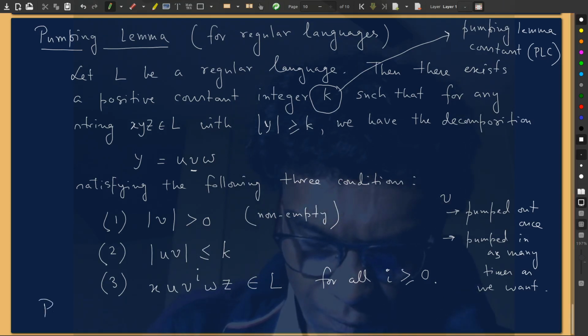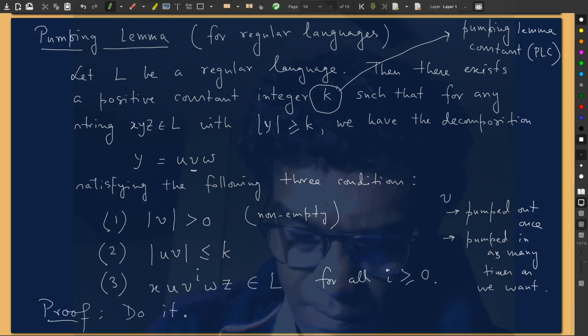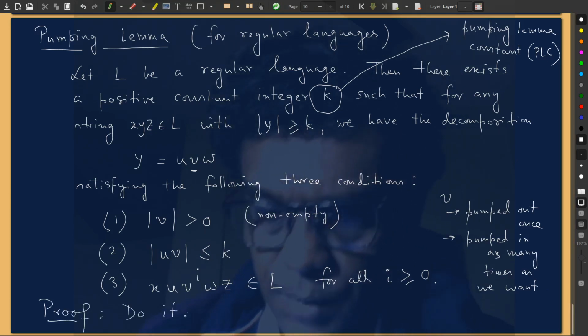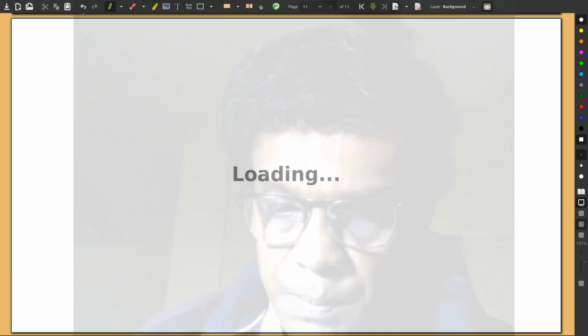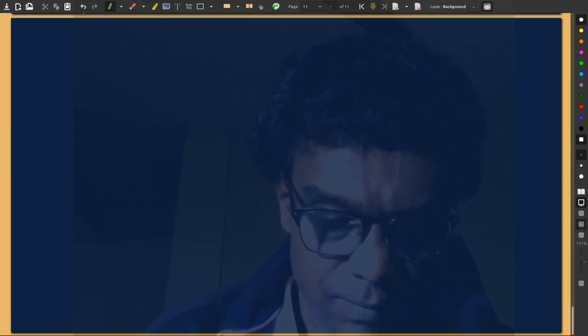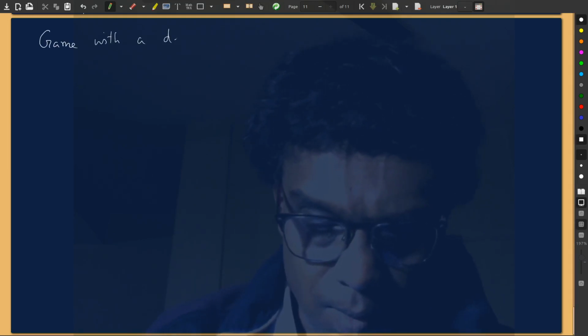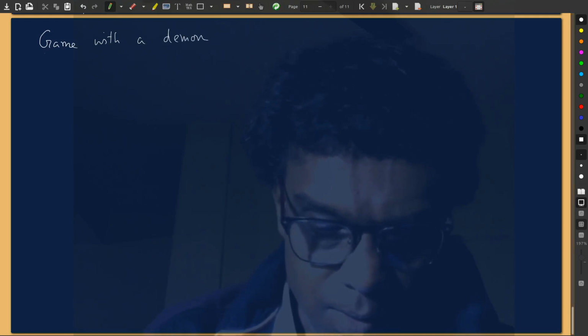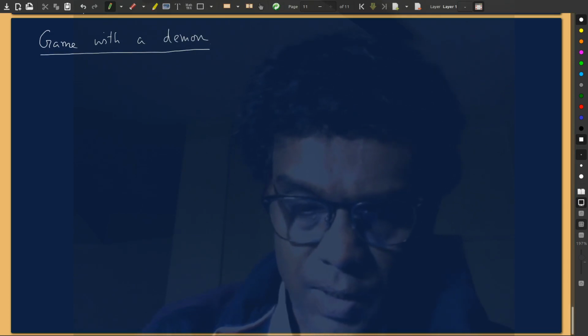Okay, so the formal proof of this, I leave it to you. It's exactly the same as in the previous two examples. Now, eventually, let us see how this lemma can be used to prove certain languages to be not regular.